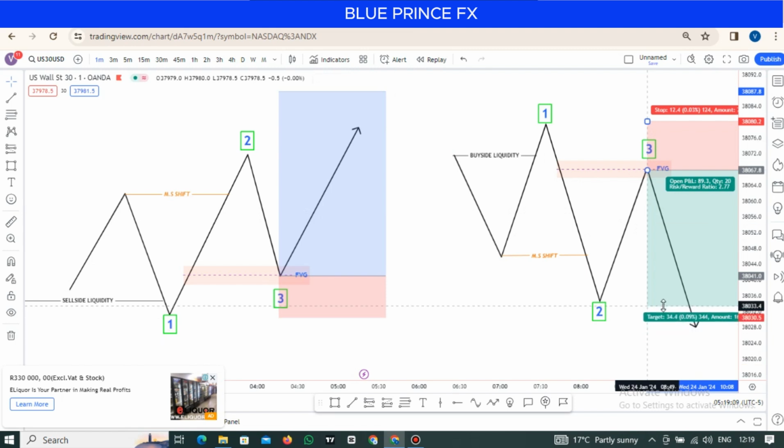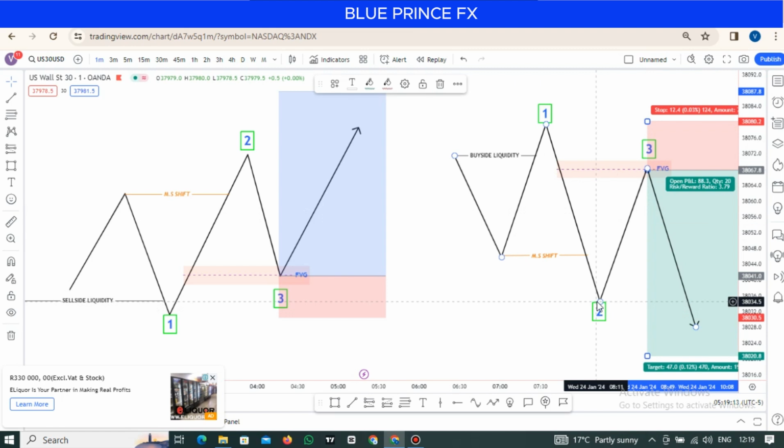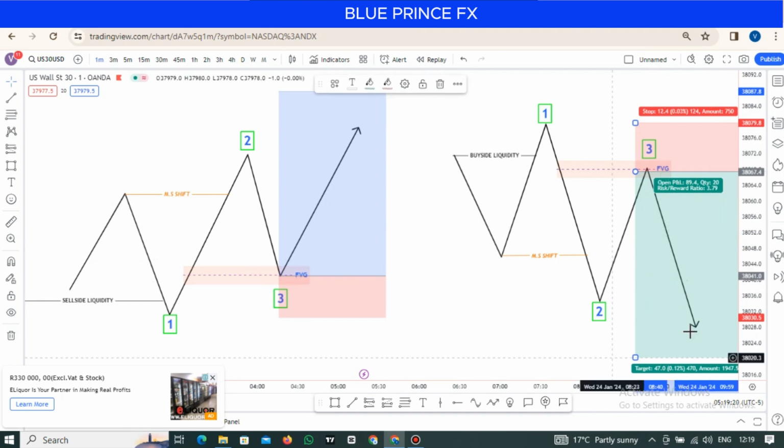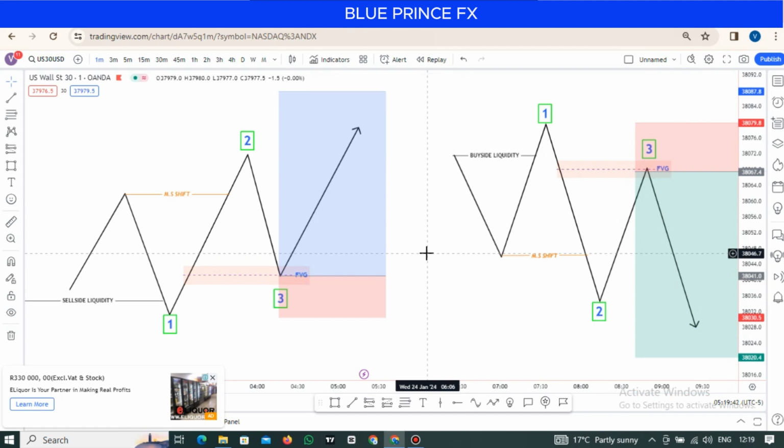low, or you can target this low, old low, or target this low, or you can take partials here and move your stop loss just below your entry point, and keep on moving and taking partials like that. So it's easy like that. I hope that's easier for you to understand, guys.